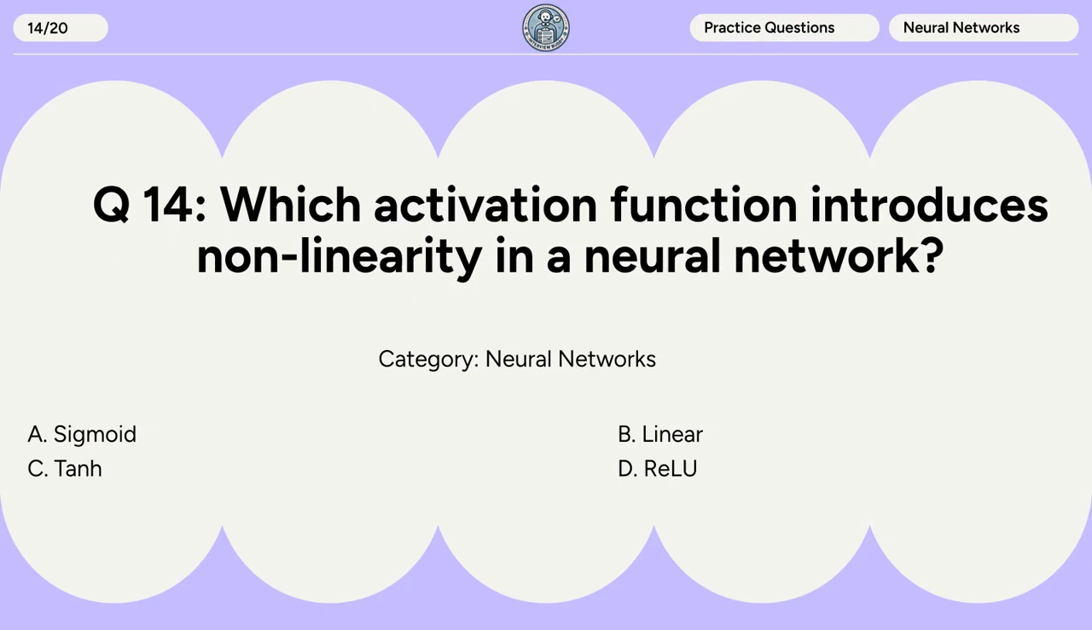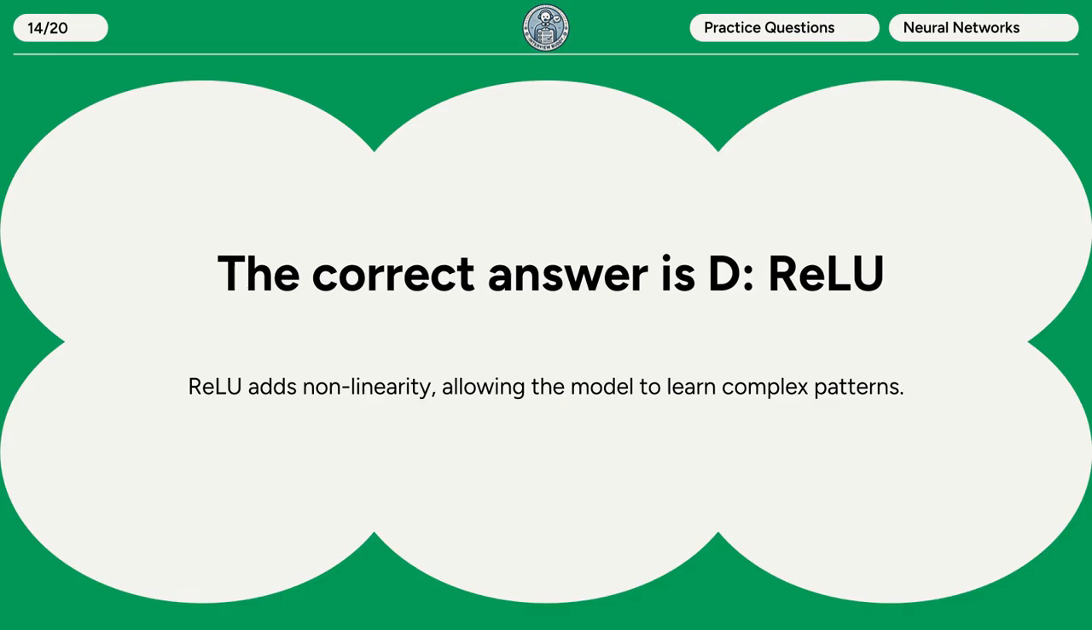Question 14. Which activation function introduces nonlinearity in a neural network? A. Sigmoid. B. Linear. C. Tanh. D. ReLU. The correct answer is D. ReLU. ReLU adds nonlinearity, allowing the model to learn complex patterns.